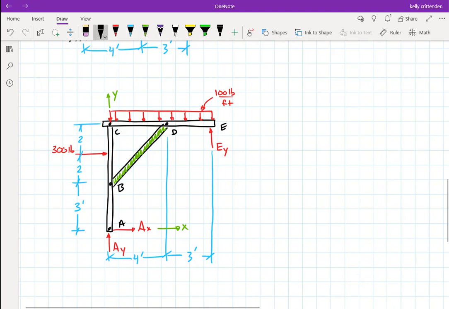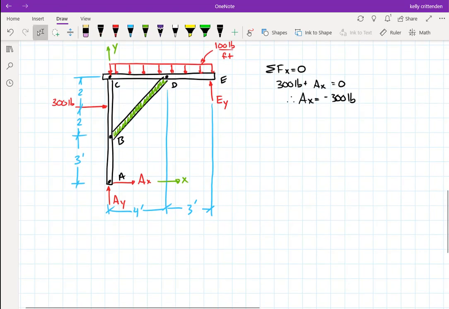Well, there's an easier one even. Summation of forces in X equals 0. I have 300 pounds plus AX. Those are the only two in the X direction. So AX has to equal negative 300 pounds. Then maybe I do the moments about A.